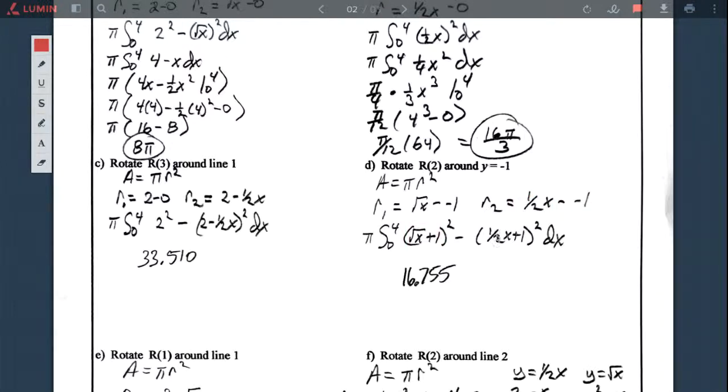I've got r1 squared, I've got r2 squared, and I've got my pi out front. I'm integrating from 0 to 4. My calculator gave me 16.755.